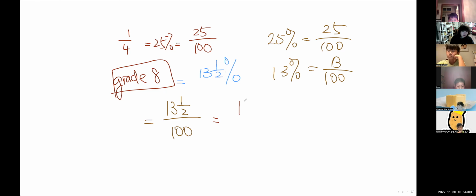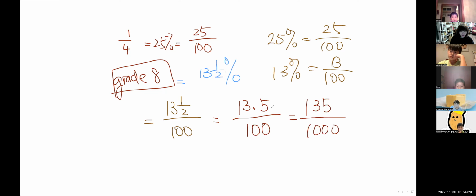So what is that? You can write it as 13.5 over 100 equals what? 135 over 1000. Everybody, do you understand how we get this one? Remember, I think Evan still remembers that, because we times 10 both top and bottom.